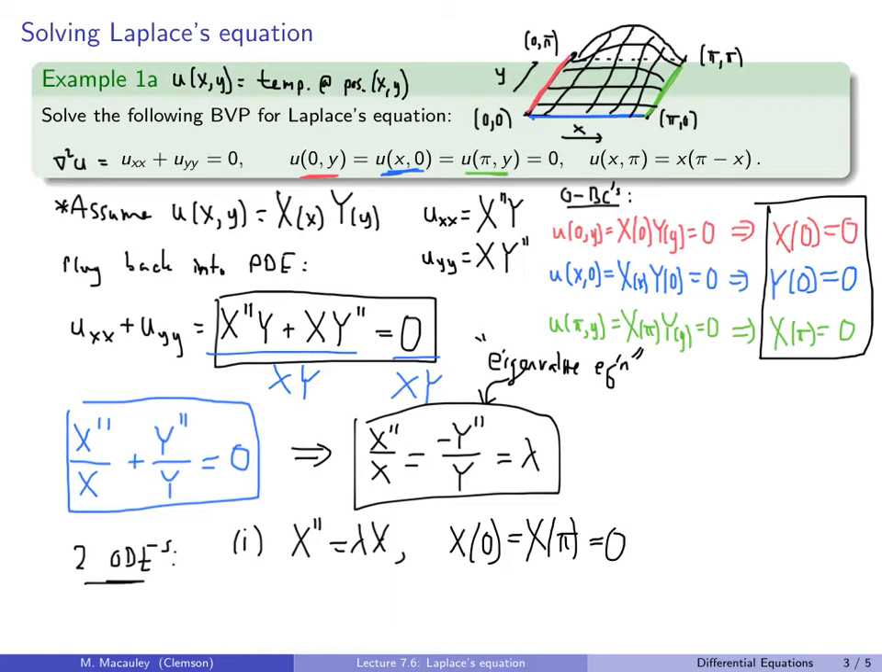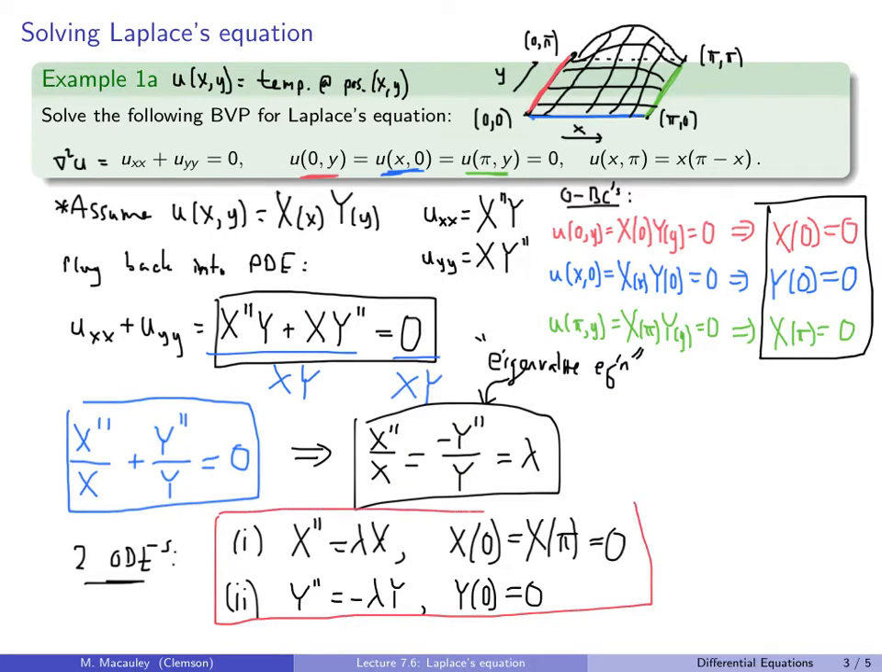And then our second ODE is in y. So that's this ODE. The same thing, just there's a negative sign, and we only have one boundary condition. So let's write that down. So this is y double prime equals negative lambda y, and we have one boundary condition, y of 0 equals 0. Okay, so this is what we have to solve. Once we solve this, we are done. Well, we are almost done.